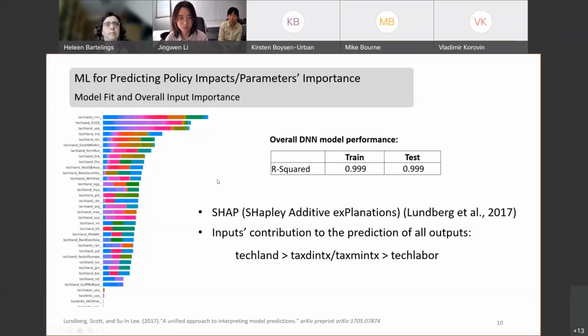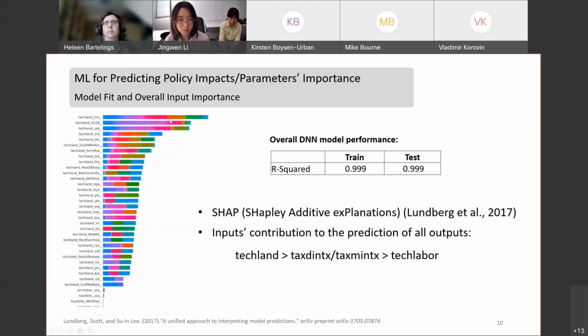But it's also very important to interpret the prediction, right? So what we did is use an indicator called SHAP value, which is Shapley additive explanations, which computes an indicator of the importance of the contribution of each input on all the outputs. On the left-hand side, they look complicated, but they are actually just tag land, which is the driver multiplied by different countries. That's how we increase the dimension. And all the colors on the right-hand side are different outputs.